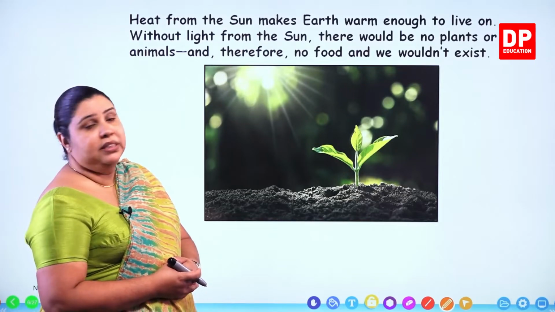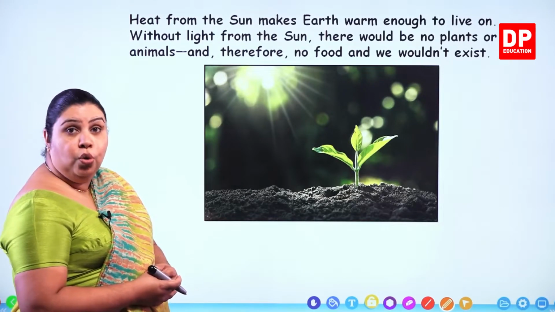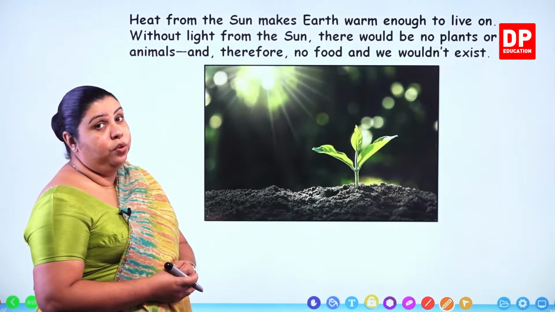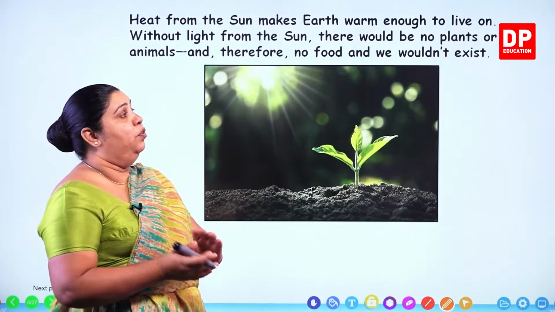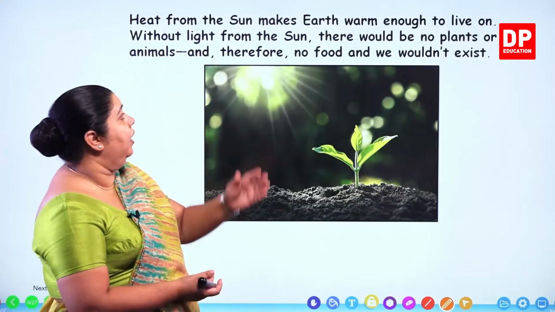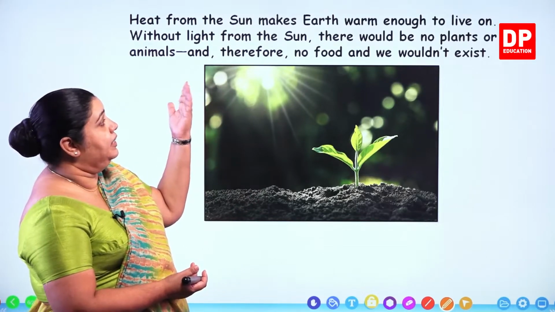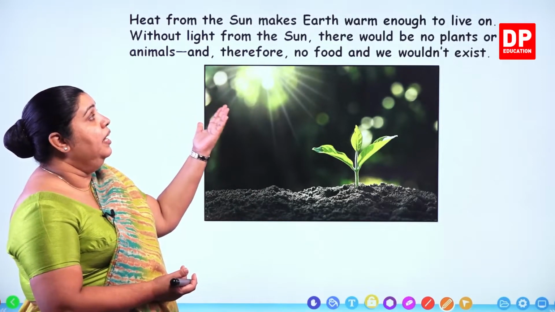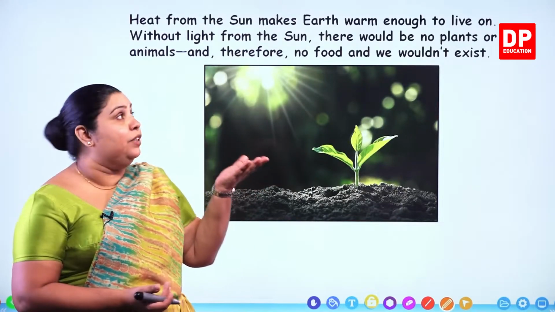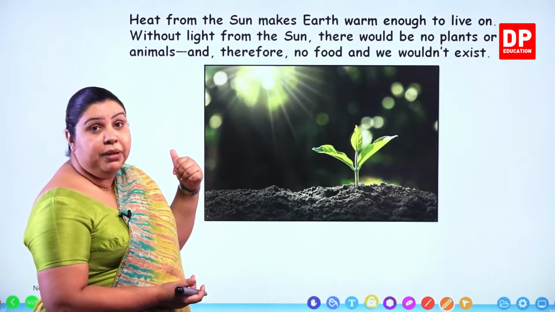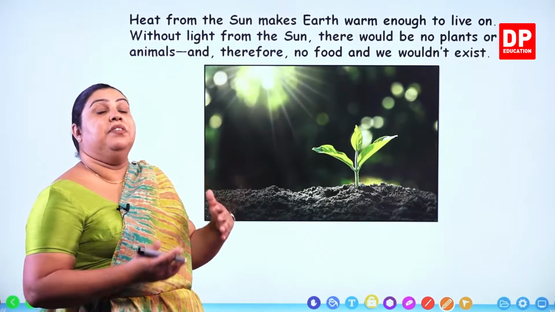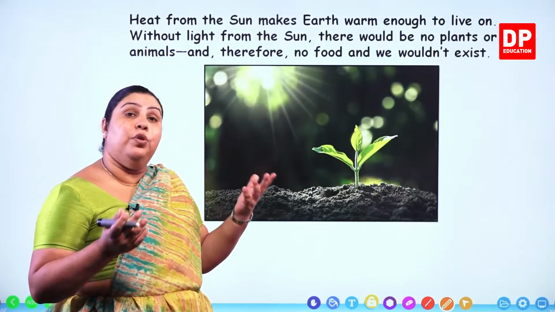Without light from the sun, there would be no plants or animals and therefore no food and we wouldn't exist. ඔන්න පුතේ මොකද වෙන්නේ? අපිට ඉරේලිය නැති වුණා නම් there will not be any sunlight from the sun and there would be no plants. ගස් කොළන් හැදෙන්නේ නැහැ. එතකොට මොකද වෙන්නේ? අපිට කෑම බීම ලැබෙන්නේ නැහැ. සත්තුන්ටත් කෑම නැහැ, අපිටත් කෑම නැහැ. නේද පුතේ? Because plants and trees gives us a lot of food to eat.